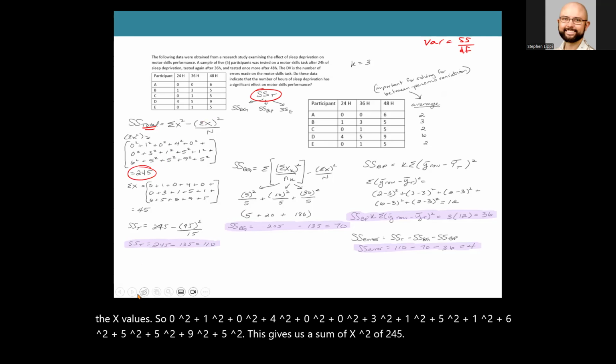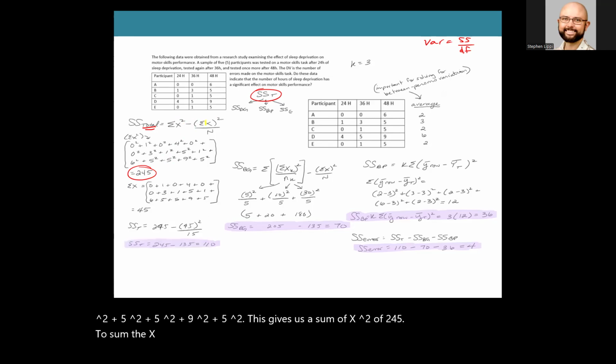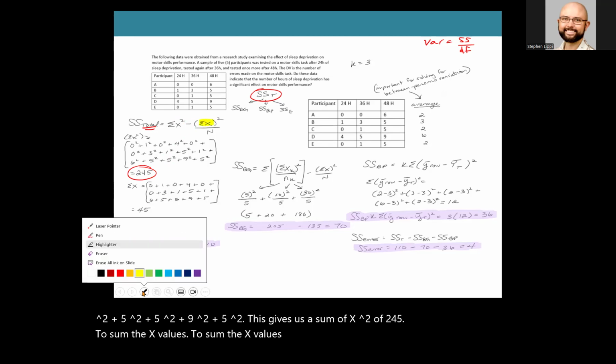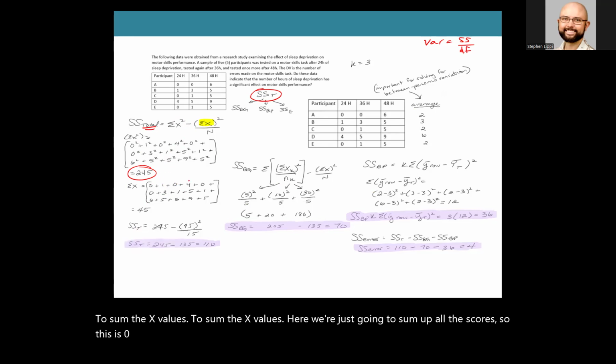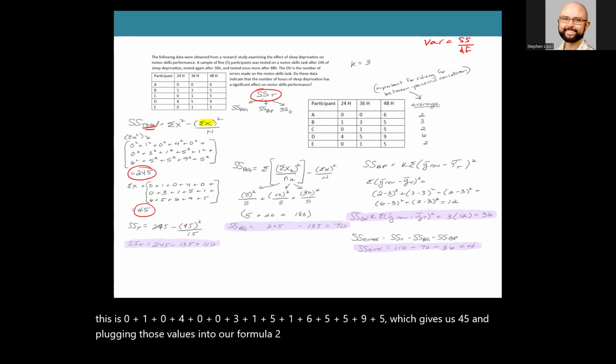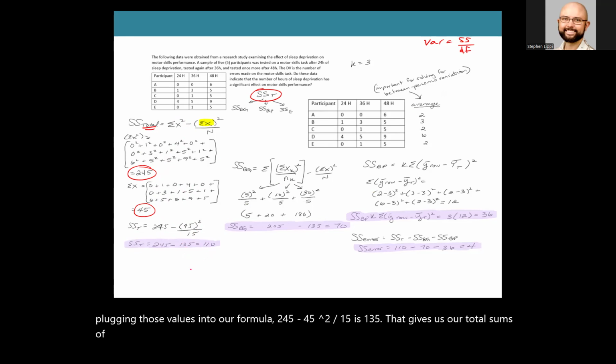To sum the x values, here, we're just going to sum up all the scores. So this is 0 plus 1 plus 0 plus 4 plus 0 plus 0 plus 3 plus 1 plus 5 plus 1 plus 6 plus 5 plus 5 plus 9 plus 5, which gives us 45. And plugging those values into our formula, 245 minus 45 squared over 15, which is 135, gives us our total sums of squares of 110.